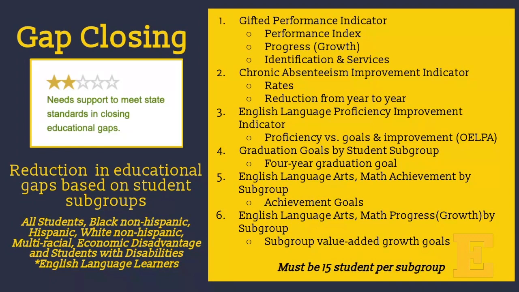So gap closing is using all of those factors to identify a reduction in educational gaps based on those subgroups. And at the bottom left, we have listed the subgroups that apply for some components. You need to have at least 15 students in each subgroup to get a rating. We did not have 15 students for English language proficiency improvement or English language learners, which is why that component does not apply to us.